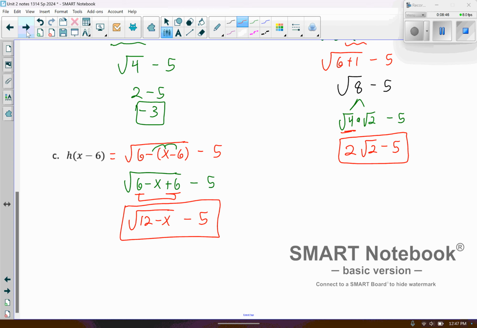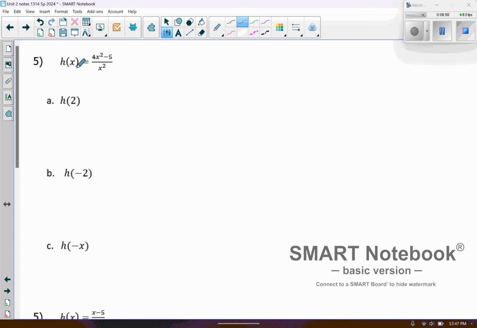All right, so moving on, I got a couple more. I believe we're going to be looking at some fractions. Here we are. And so h of 2, so I'm going to go ahead and plug 2 in for each where I see x. So let's see, we're going to get 4 times 2 squared minus 5 all over 2 squared. And so then we're going to get 4 times 4 minus 5 all over 4.